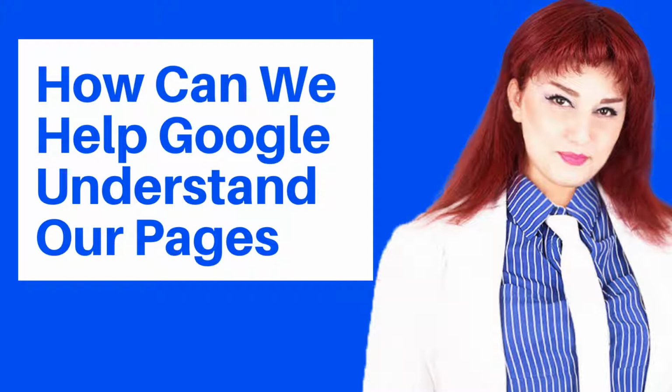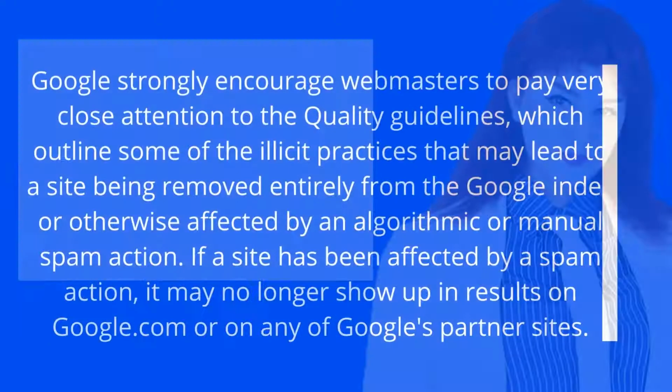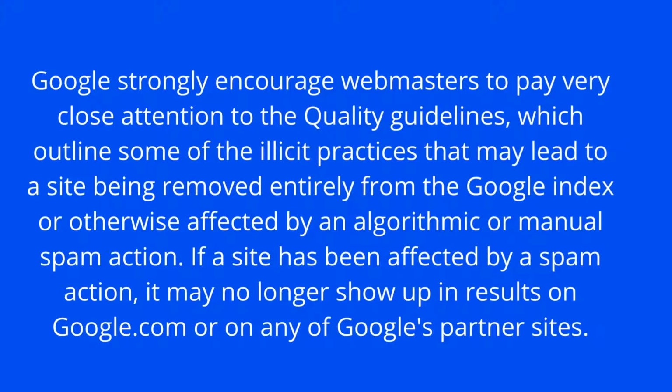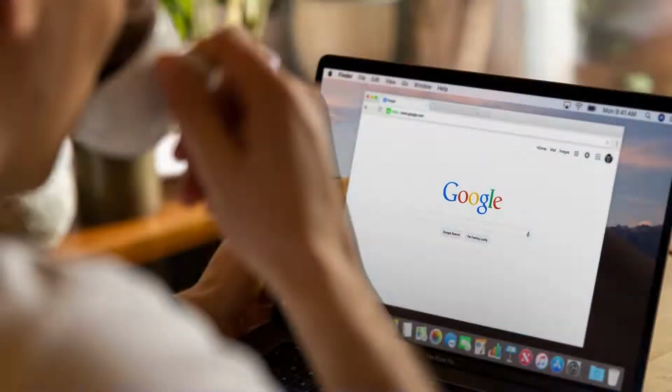In today's video, I would like to talk about how we can help Google to understand our pages. As you know, Google is a search engine that was created in 1998, and there has been an evolution going on in the Google search engine since then. I created a page about Google algorithms on my website, Johnsen.com.